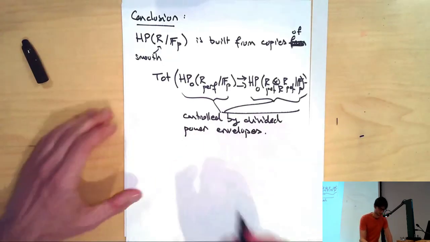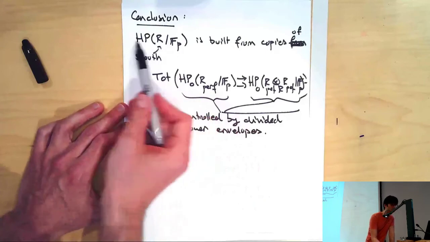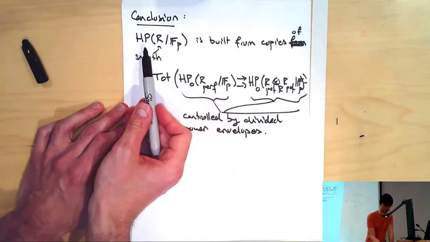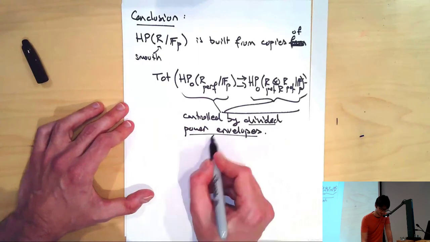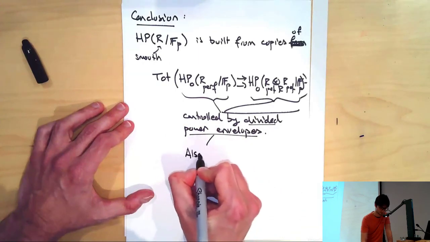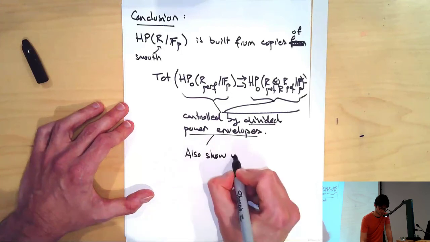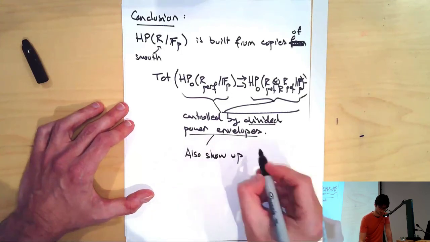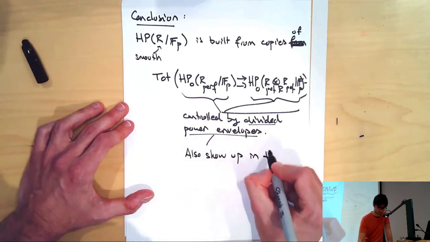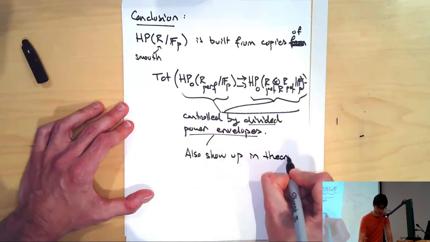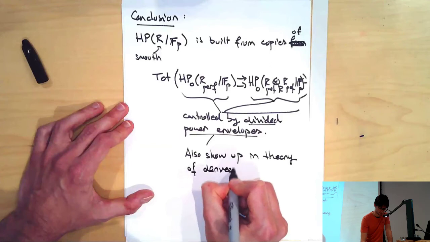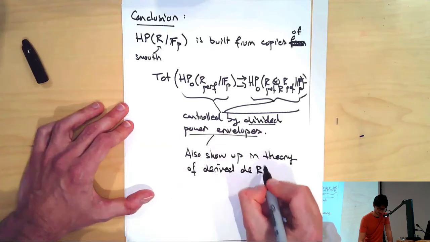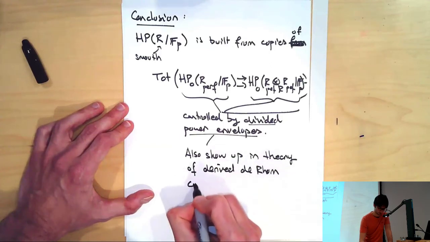And so the final step in finally understanding what's going on in the periodic cyclic homology of this sort of smooth thing is that these divided power envelopes also show up, I'm being very imprecise here to finish, in, let's say, the theory of derived de Rham cohomology.